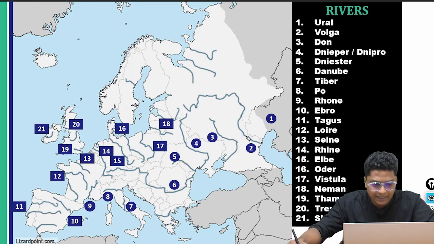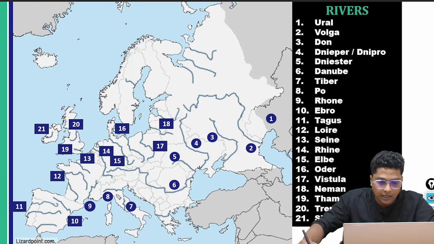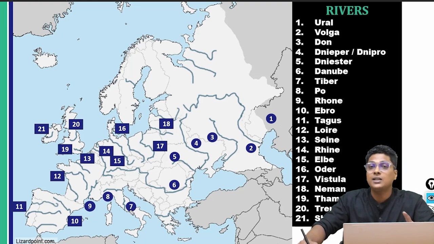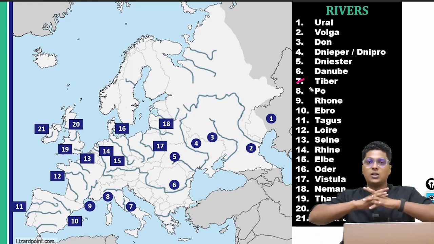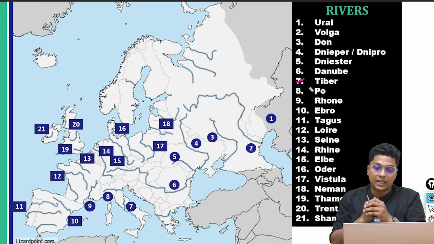Then you can here see this is Italy and Rome is located here. The river that is flowing through the city of Rome is the Tiber. And it is passing very near to Vatican City, not exactly through the Vatican City. So Tiber River is here.